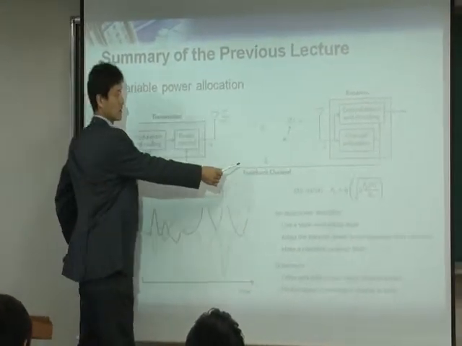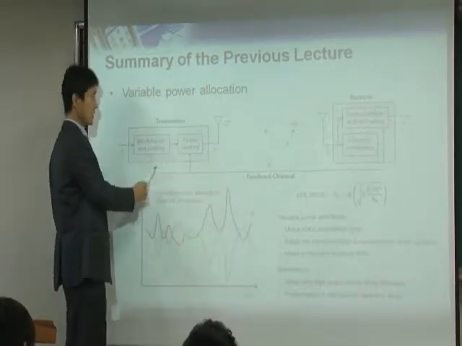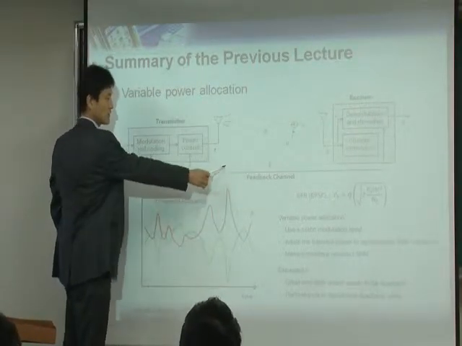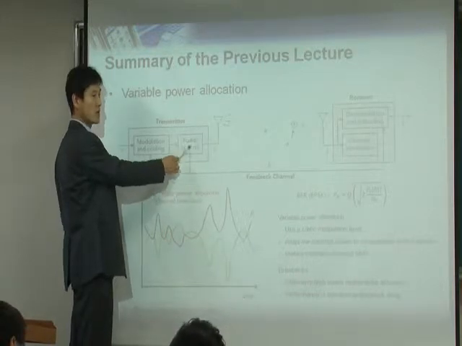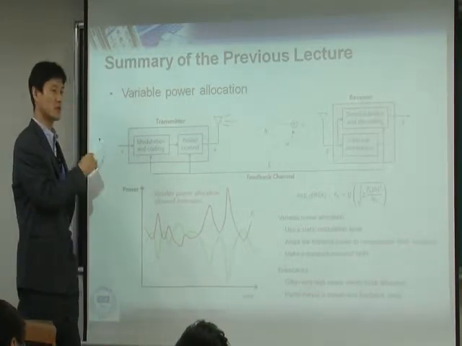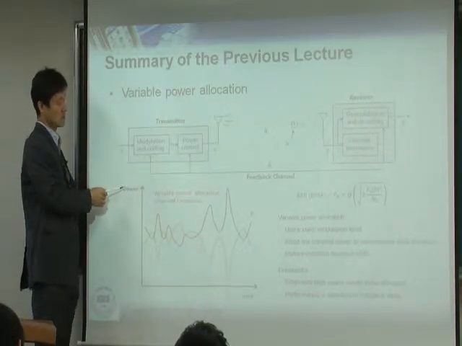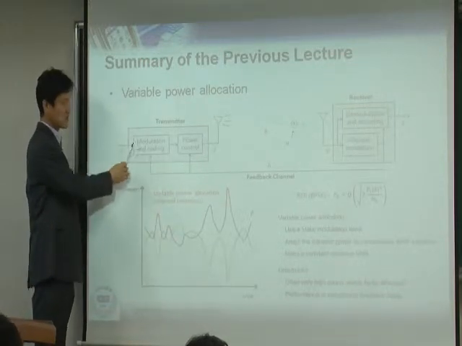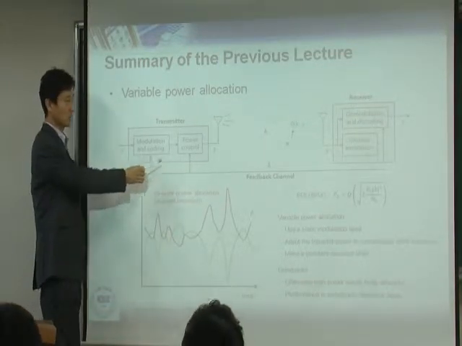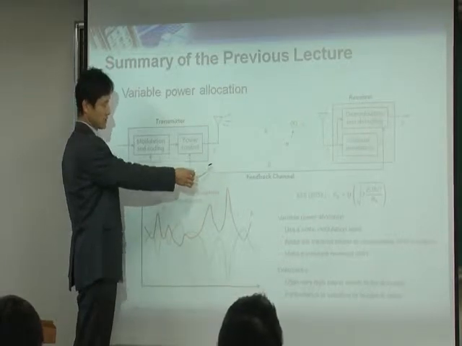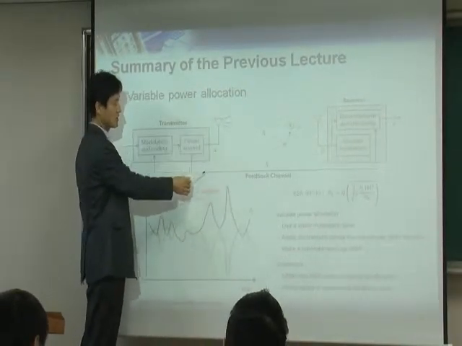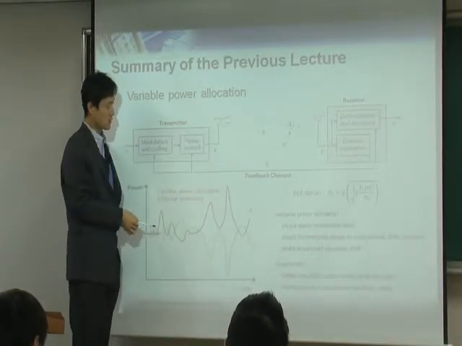And using this information, and in this case, actually, this is wrong, right? This information can only go to the power control block, because this one we are not changing in this block, okay? So you can fix this modulation coding no matter what the channel is, and using this estimated channel, you can control the power.